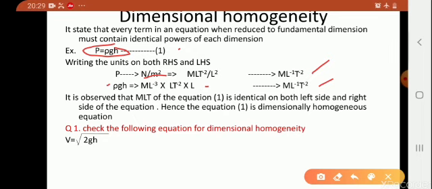I will give you a very small task. You can work it out right now. Say V equal to root 2 g h, this equation. You check it for dimensional homogeneity.